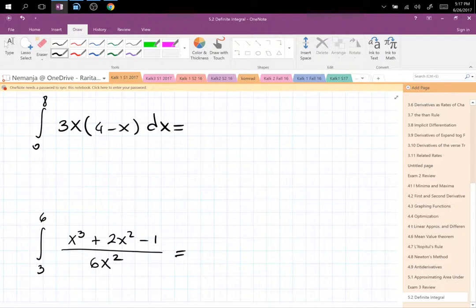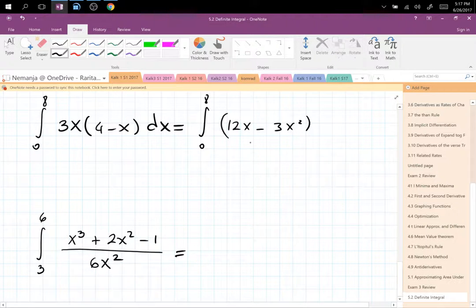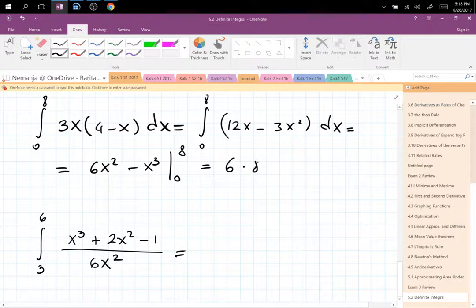So you said already the first step is to multiply. So 12x minus 3x squared, right? dx. So what is the integral of 12x? And what's the integral of negative 3x squared? Compute it from 0 to 8. Plug in 8, that's 6 times 8 squared minus 8 cubed. And then when you plug in 0, all of it goes away.